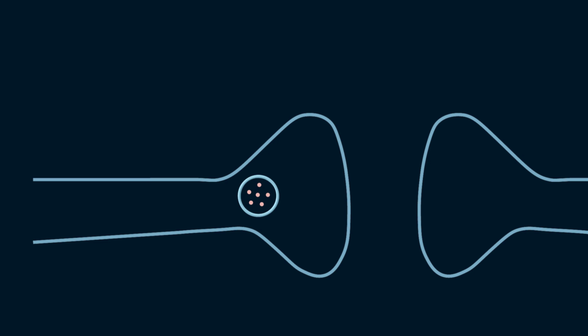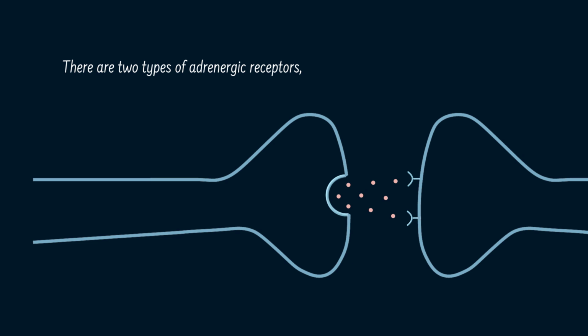We knew that noradrenaline is synthesized and stored inside vesicles to be released when needed to exert their effects by binding to specific adrenergic receptors. There are two types of adrenergic receptors, alpha and beta receptors. Some receptors are postsynaptic receptors such as alpha-1, beta-1 and beta-2.